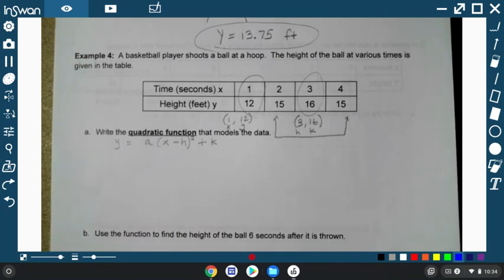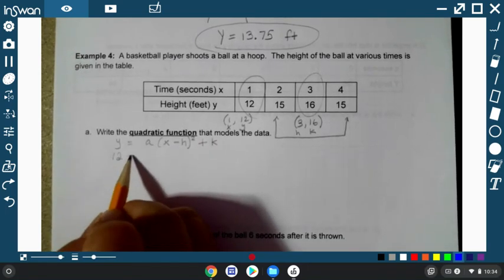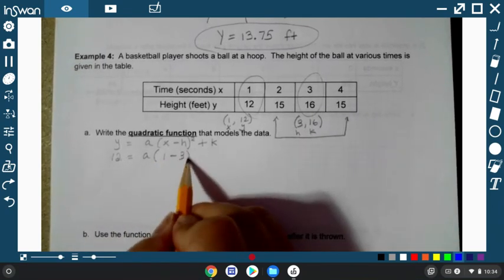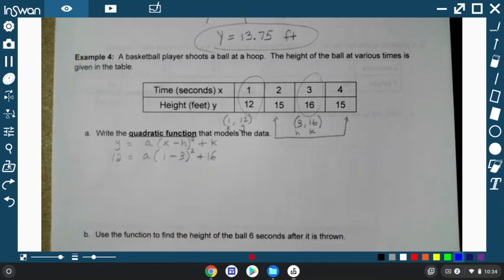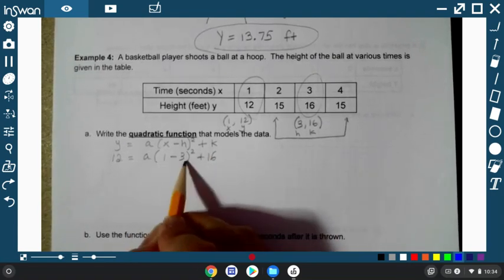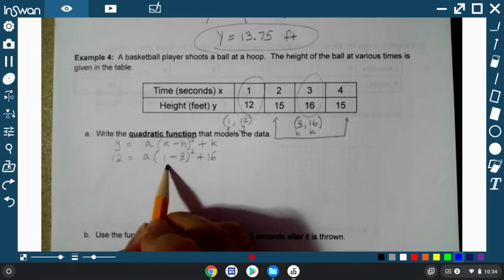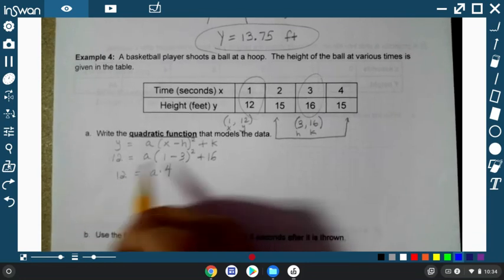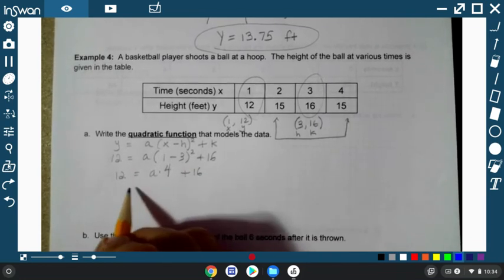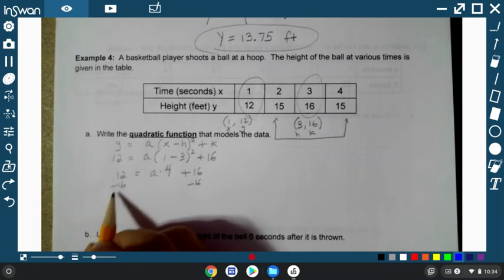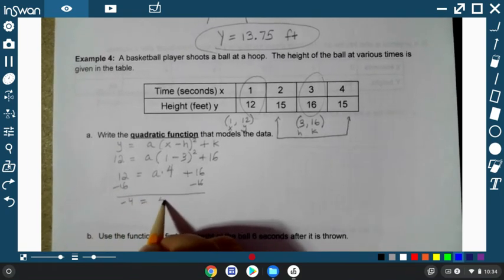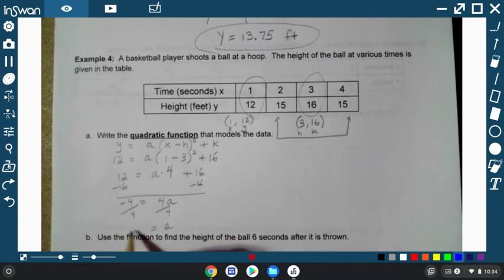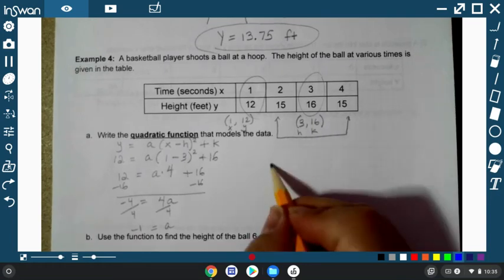Yeah, I like to rewrite. So when I substitute my y, my x, my h, and k. Right? This is negative 2. Negative 2 times negative 2 would be 4 because I'm squaring it right now. So that's 4 times a. So I'm going to do minus 16, divide. All right, that's now our a, and now we have our y equals.